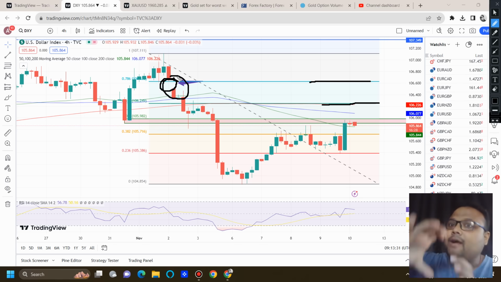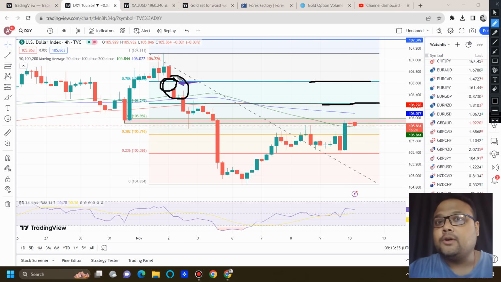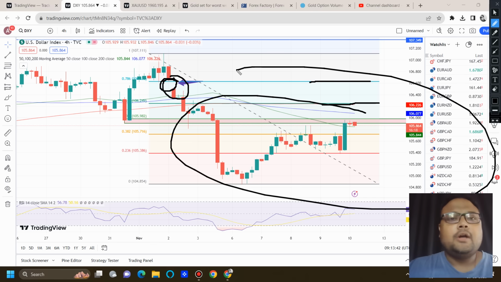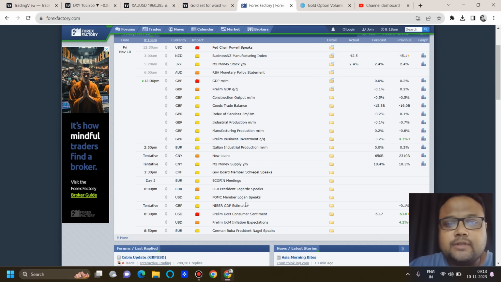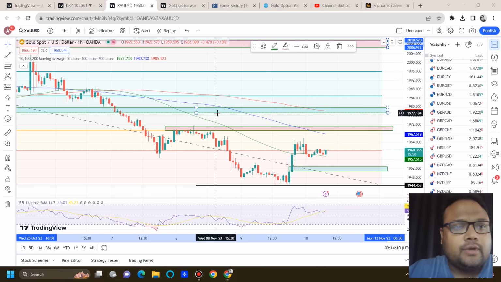So if DXY goes higher, there will be pressure on gold, because the correlation is slowly coming back on track again. Okay, so let's wait and watch where DXY heads. And if you look at the economic calendar, today we don't have any major news coming up, and that's a good thing. Now let's look at the chart of gold.